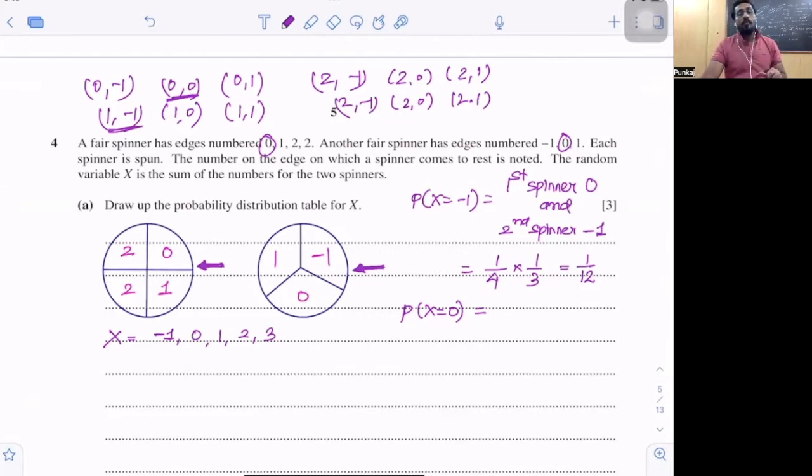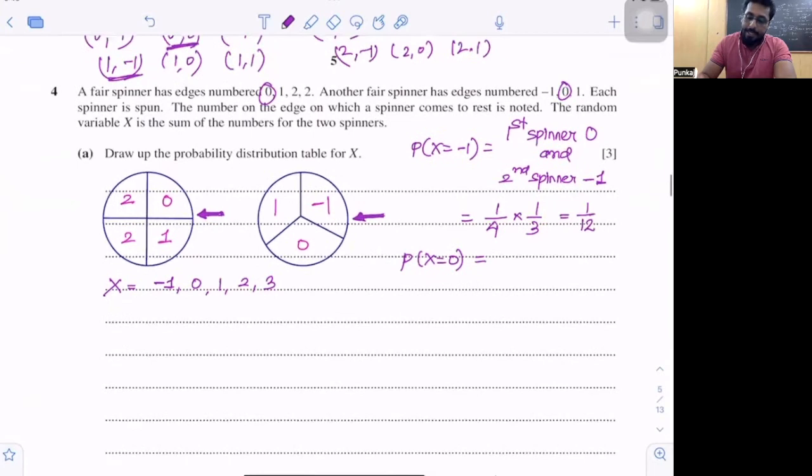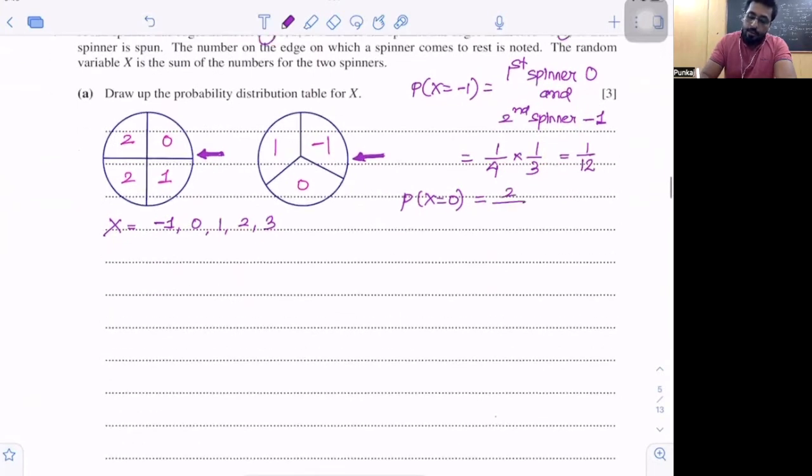And out of these 12 outcomes, how many outcomes are there where you might get a 0? So that's (0, 0) and (1, -1). There are 2 outcomes. So 2 divided by 12 is what you can write over here directly. The answer is 2 divided by 12.